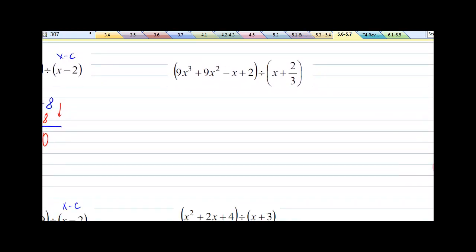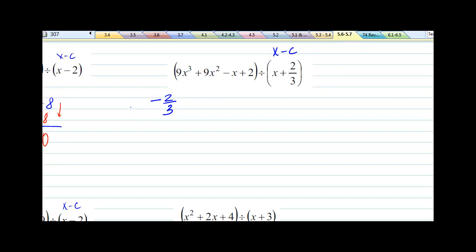Here we have a problem. I have a polynomial being divided by a binomial whose coefficient is 1. The highest power of this binomial is 1, so it is of the form x minus c. The only catch I have is I have a plus sign instead of a minus sign. If that's the case, then whenever you take this 2/3 and write it out here to set up our synthetic division, we just need to write it with a minus sign.